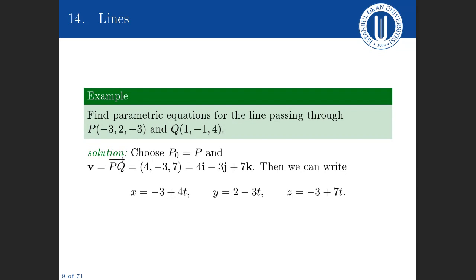And then we do what we did before. The point, (-3, 2, -3), write those down first. And then the vector, (4, -3, 7), so that gives us 4t, minus 3t, plus 7t.